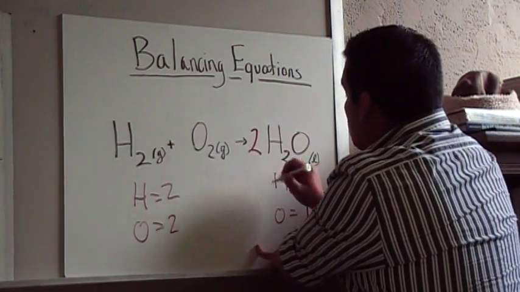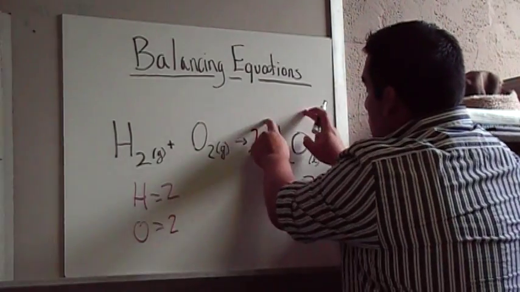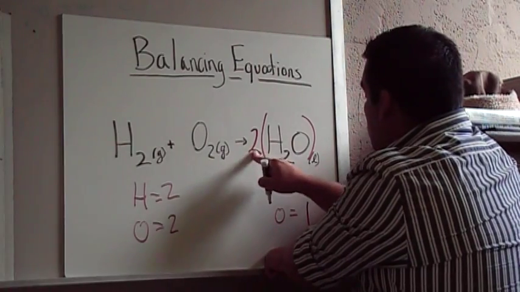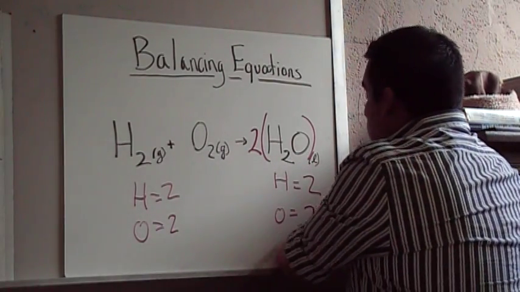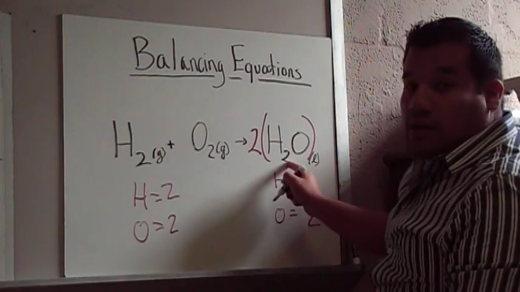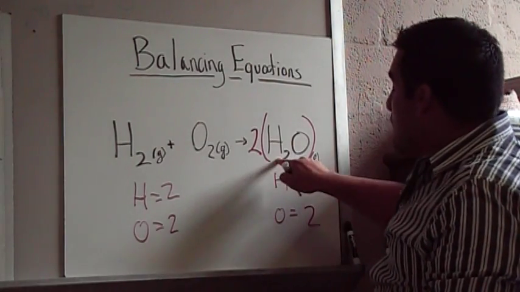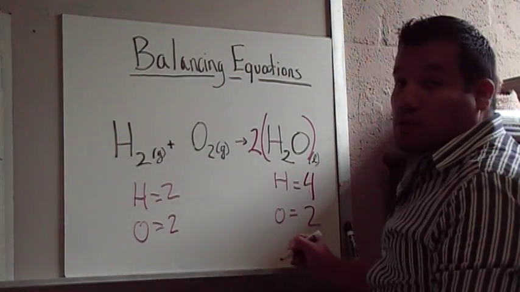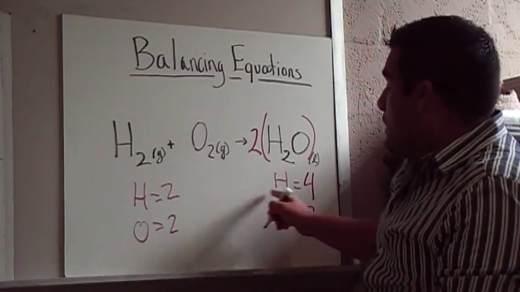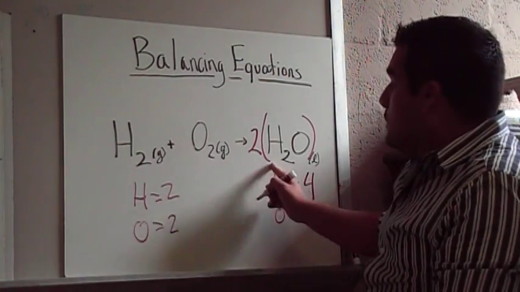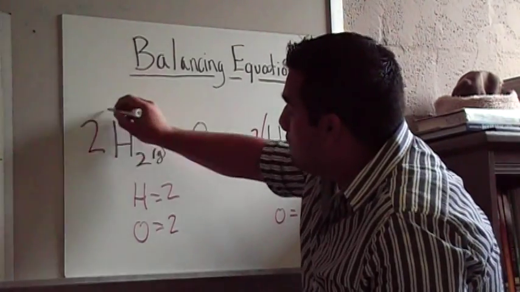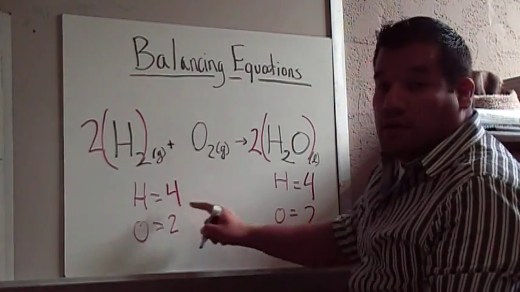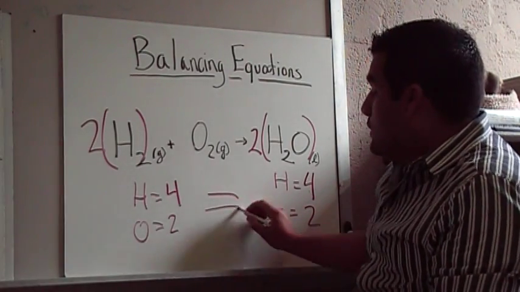Hopefully you said 2. If we add that coefficient to this molecule of water, we can then multiply the 2 by the oxygen, and now we have 2. But we have to make sure that we update the hydrogen. Now we have 2 hydrogen atoms in 2 molecules of water, which means we have 4 total hydrogen atoms. So we're still not balanced. We have 4 here, 2 here now. So we need to do the same thing over here. Add a coefficient of 2, multiply it out. Now we have 4. So this chemical equation is balanced.